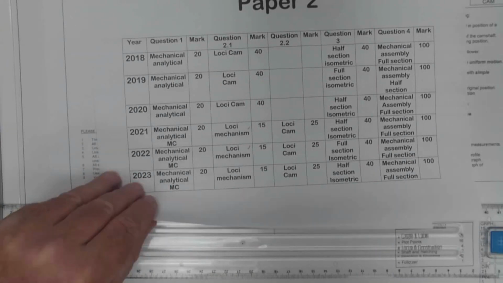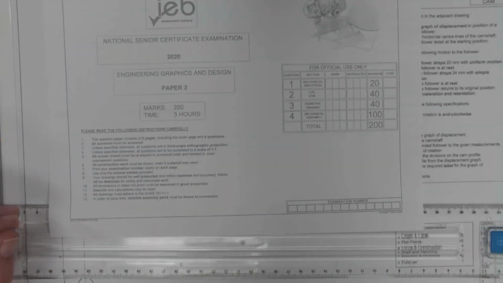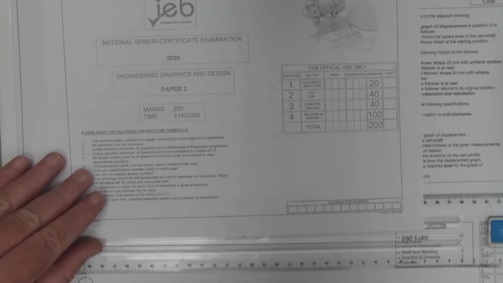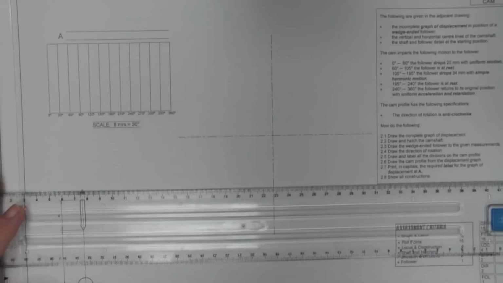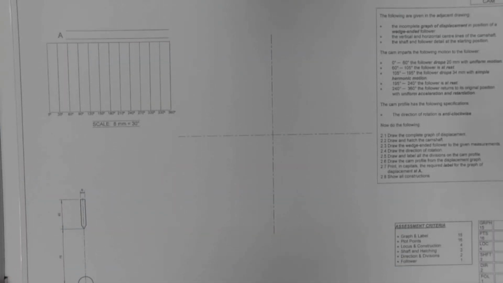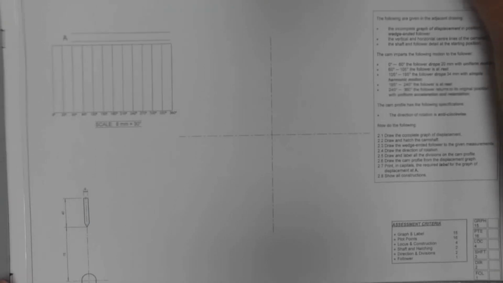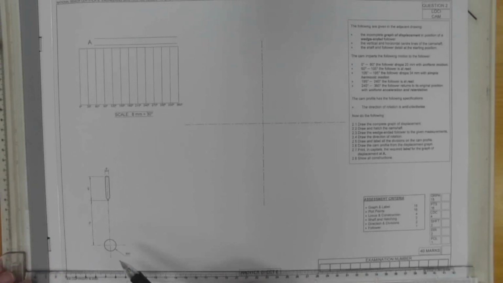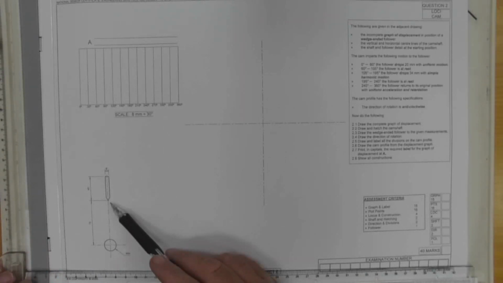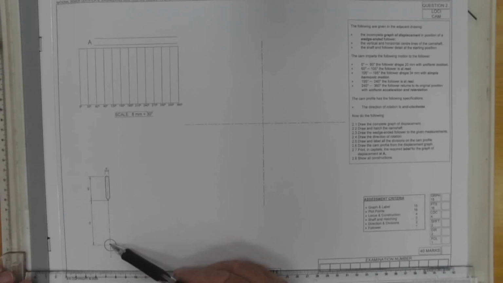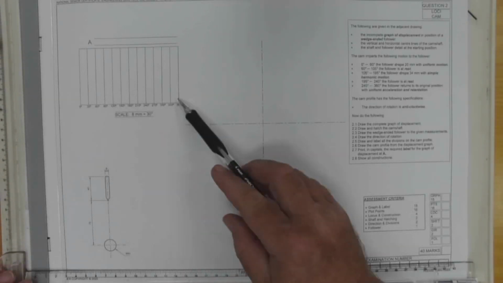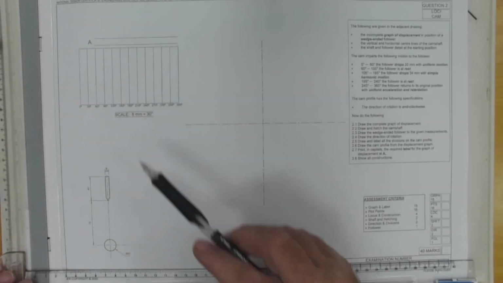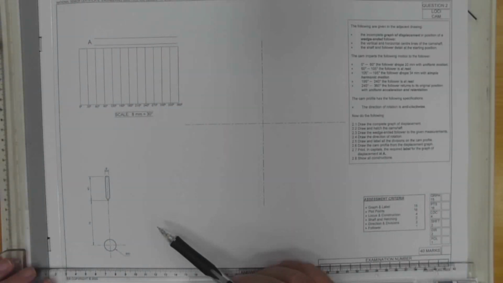Okay, so this is the 2020 past paper, the IEB final paper 2, and we are looking at the CAM. So here is our question paper. They have given us a diagram showing the camshaft, the follower. It's a wedge-ended follower. They've given us part of our displacement graph, given us an area where we need to do some labels.